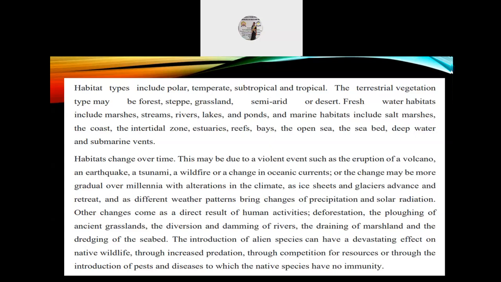Other changes come as a direct result of human activities: deforestation, the plowing of ancient grasslands, the diversion and damming of rivers, the draining of marshland, and the dredging of the seabed. The introduction of alien species can have a devastating effect on native wildlife through increased predation, through competition for resources, or through the introduction of pests and diseases for which the native species have no immunity.